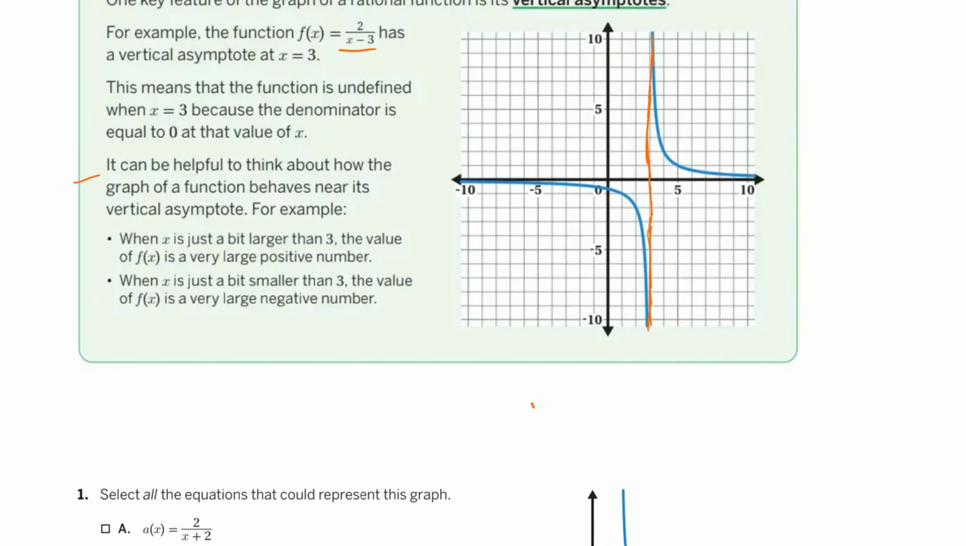A couple things that the lesson summary says is it can be helpful to think about how the graph functions. When x is just a bit larger than 3, somewhere right here, it's a very large positive number. When x is a bit smaller than 3, somewhere down here, we get a very large negative number. Again, farther, even somewhere off the graph as well.